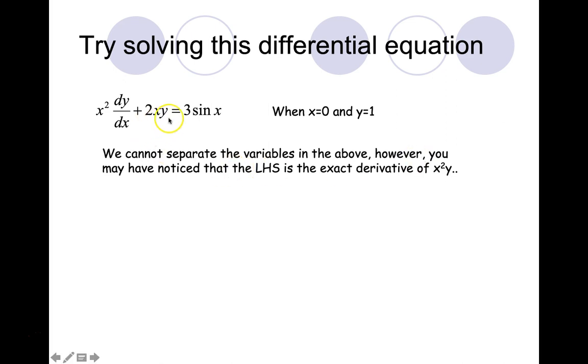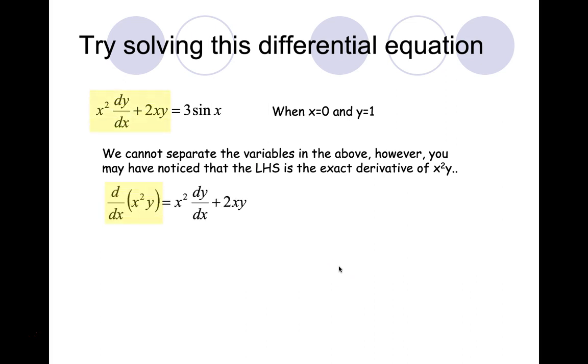But if you look at this left-hand side, you will see that this left-hand side is the derivative of x squared y. So if you want to differentiate x squared y, you first leave your x squared, you differentiate y, you will have x squared dy/dx, and then you leave your y, you differentiate x squared, you get 2xy.